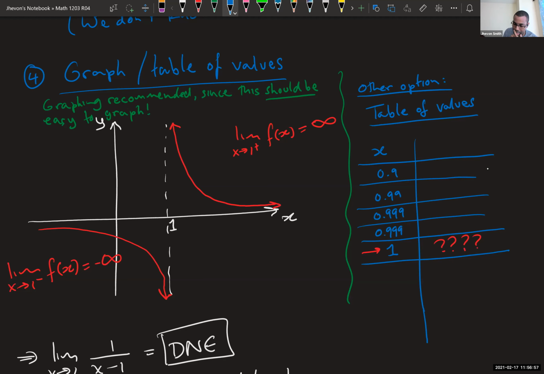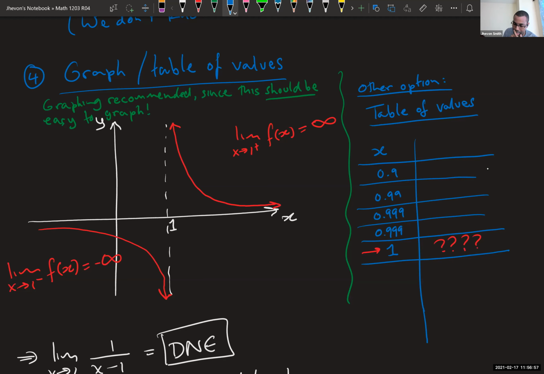Wait, no, we're not doing 1 over x. We're doing 1 over x minus 1. So pro tip, you want to write that probably in the top line. It's x minus 1 is what we want to do.